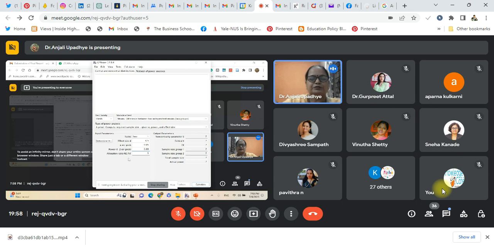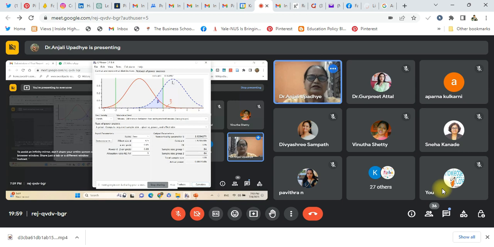It is the allocation ratio. Suppose I change this allocation ratio, then the sample size also changes. I will show you how we will do it. So I will go for the calculations. You can find the sample size in the first group is 64. In the second group, again it is 64.